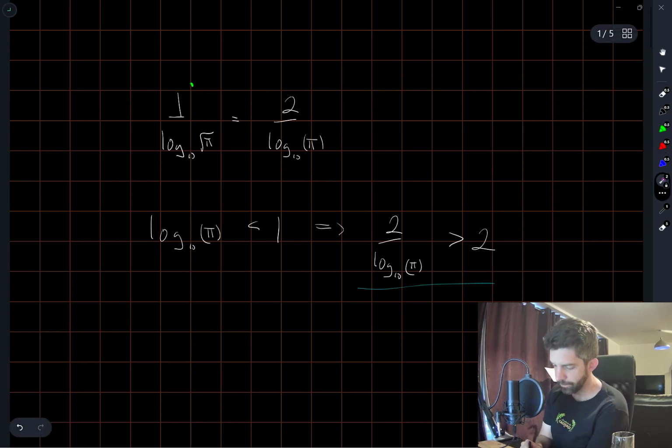Option D, which is 1 over the base 10 log of root pi, just by using laws of logarithms, is equal to 2 divided by the base 10 log of pi. But the base 10 log of pi is less than 1 because pi is less than 10. And so option D, I know, is greater than 2. So I know for sure option A we can rule out.